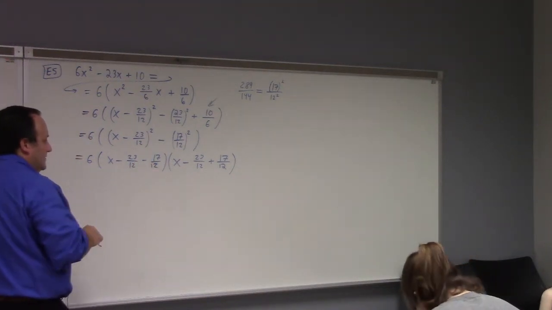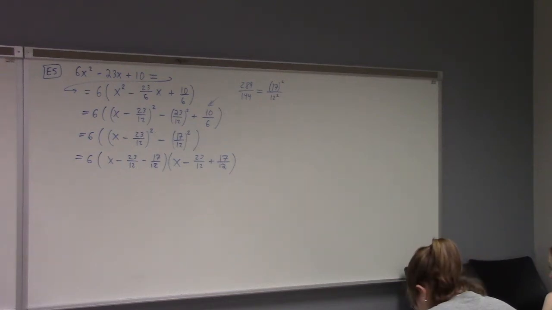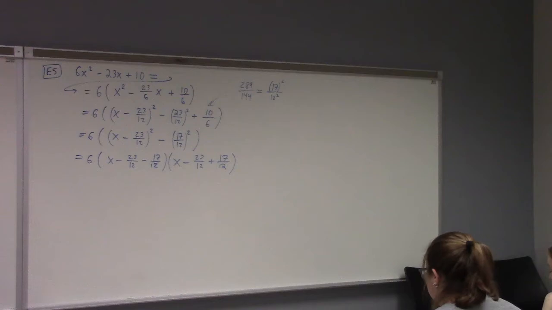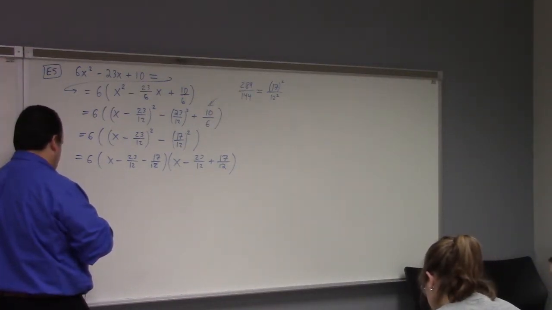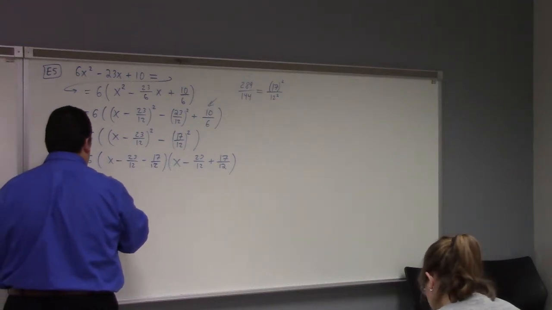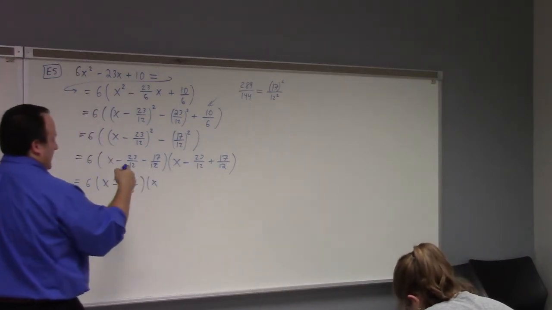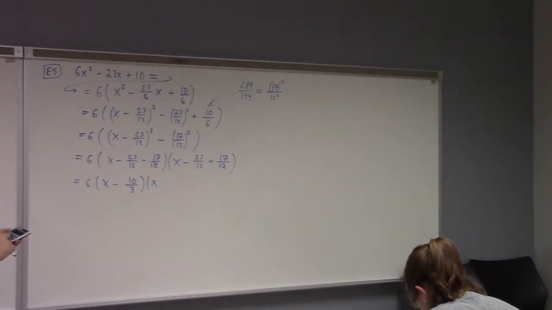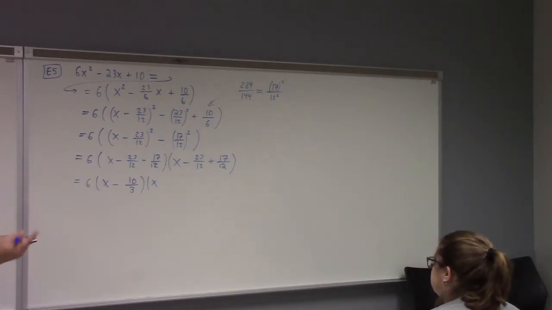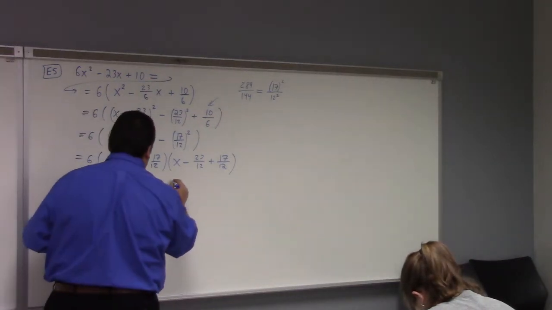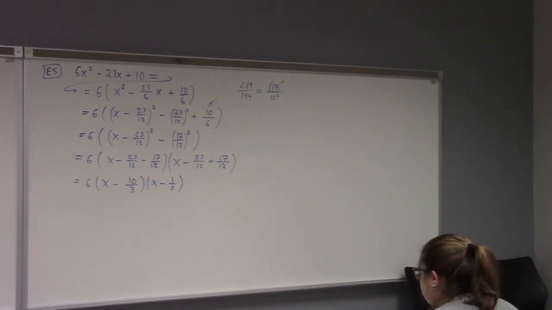What's 23 minus 17? 23 plus 17. They're both minuses, right? So that's 40 over 12, which is 10 over 3. What's 17 minus 23? Minus 6, right? Minus 6 over 12 is minus a half. And so there you go. That's what it looks like factored.